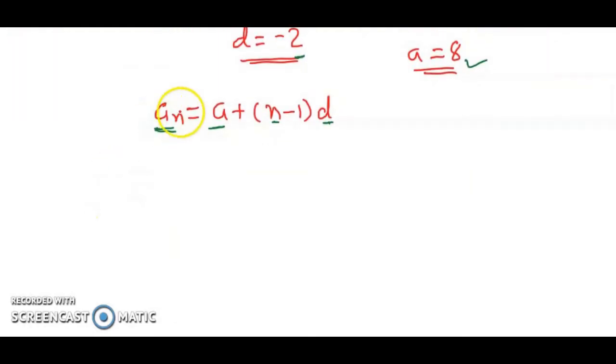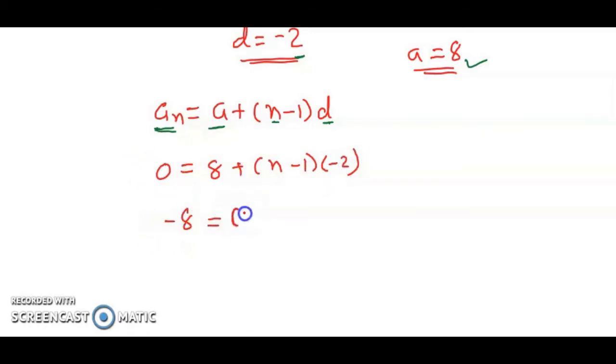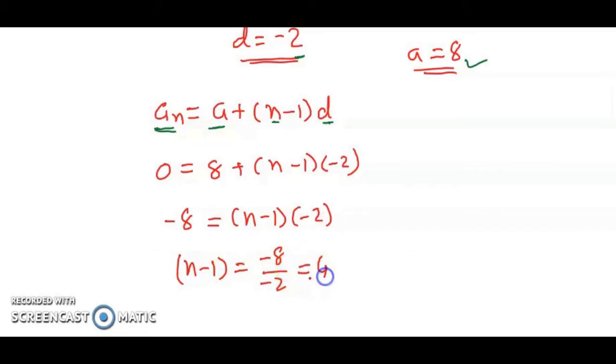So here an is 0, a is 8, d is minus 2. This 8 will go to this side, so it becomes minus 8 equal to n minus 1 multiplied by minus 2. So we get n minus 1 equal to minus 8 divided by minus 2, that will be equal to 4. So n minus 1 equal to 4, so we will get n equal to 5. So this is our answer. The fifth term of the given arithmetic progression will be 0.